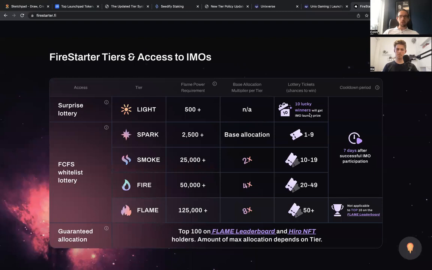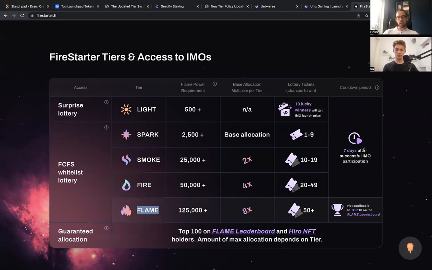But you also get lottery tickets, chances to win. 10 lucky winners will get the prize. Then you have 1 to 9 tickets, 10 to 19 tickets, 20 to 49 tickets, and 50 tickets. That means 90% of the tiers are lottery. But here you have so many tickets that you're likely to win an allocation, as you mentioned before, because there are not that many flame tiers. Look at the spark tier: you need so much more flame power, and you have so many more lottery tickets that it's very likely that you will be selected.